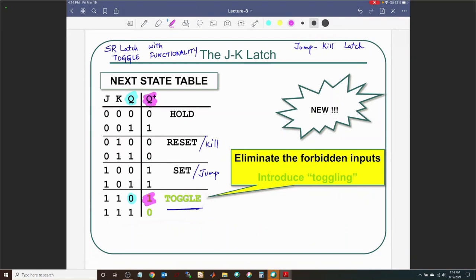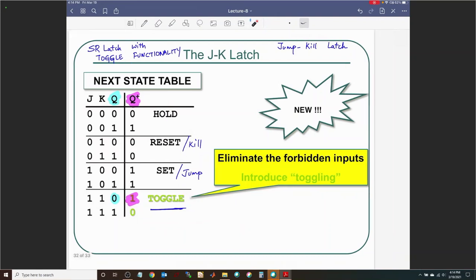If you make J and K 1 and 1, the same thing applies here. J and K are 1 and 1, and if the old output was 1, it will toggle or flip or complement to a 0. So you've got 4 states now: set, reset, store, and toggle. 4 useful things that you can do. Earlier, you could not toggle. You could only set, reset, hold. With this, you can do that.